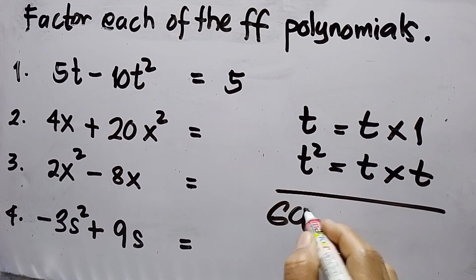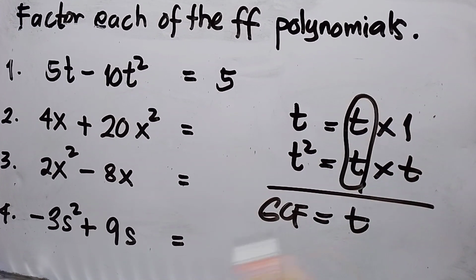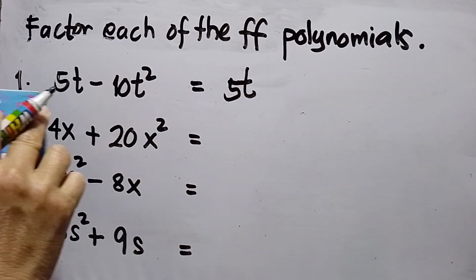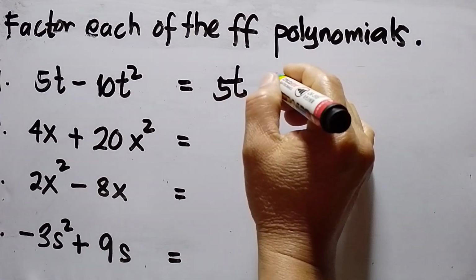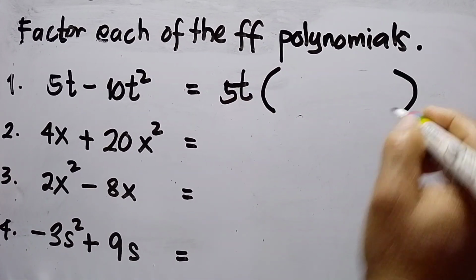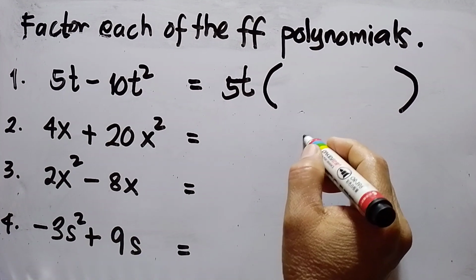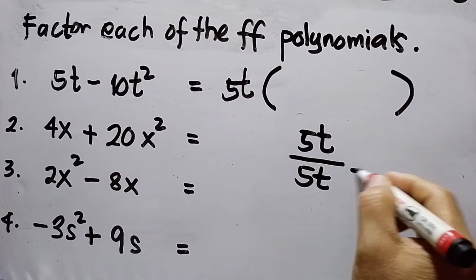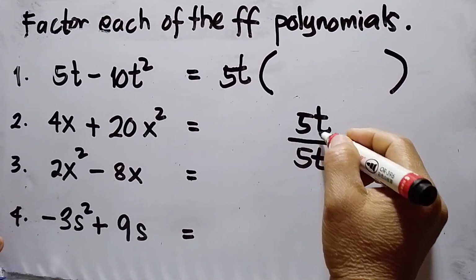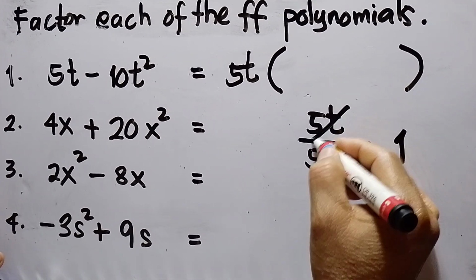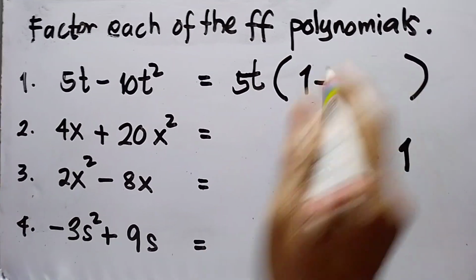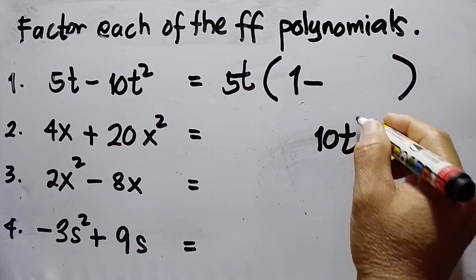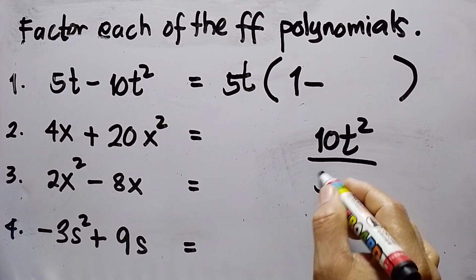So the GCF will be t. So this will be 5t, my GCF between 5t minus 10t squared. So I need to put round brackets. The first term is 5t divided by 5t. So the same numerical, the same base with exponent, so this will be equal to 1. So this is 1 minus 10t squared divided by the GCF, 5t.